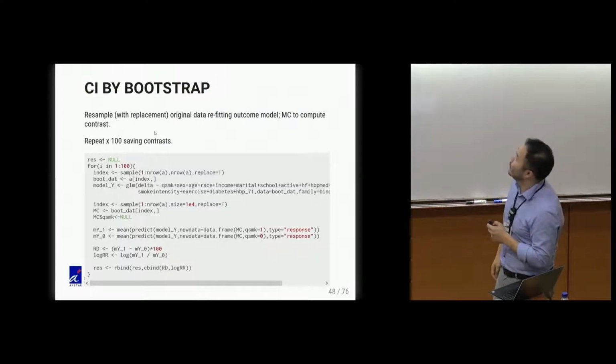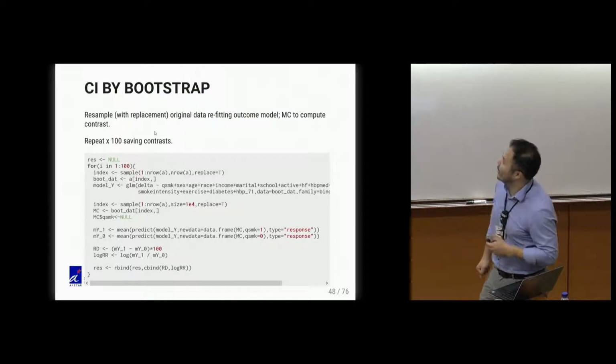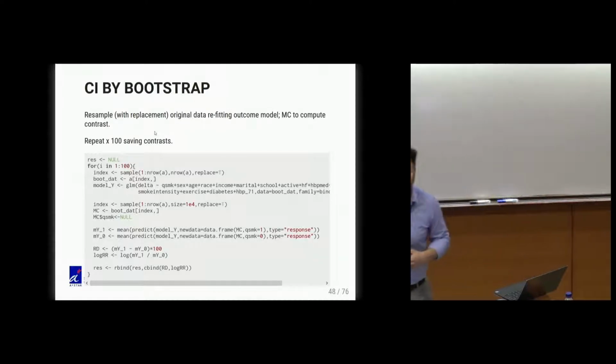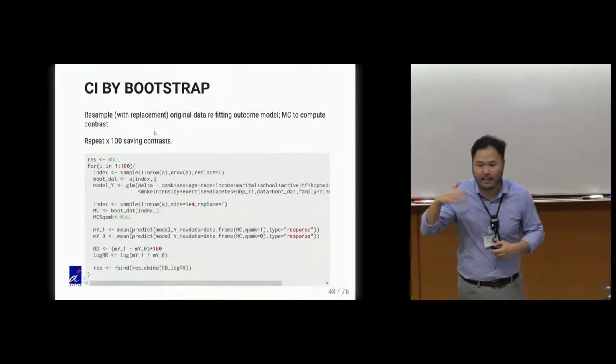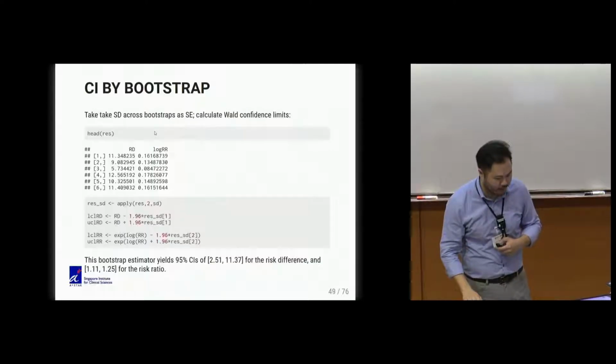So we bootstrap a data set. We estimate the outcome model Y. We then take a Monte Carlo resample of 10,000. We run it through like we did before, predicting the outcome, setting A to 1, setting A to 0, and then calculate that, and then build a list of all these parameter estimates.